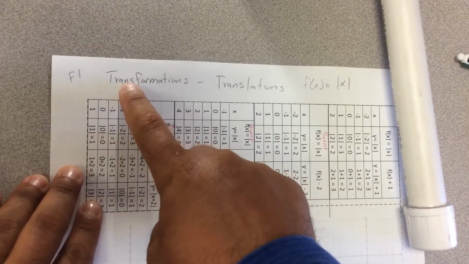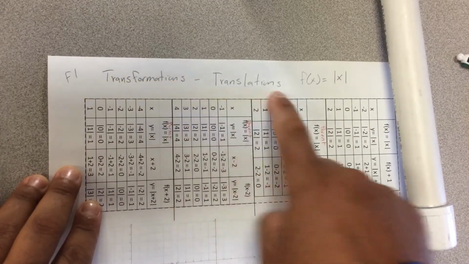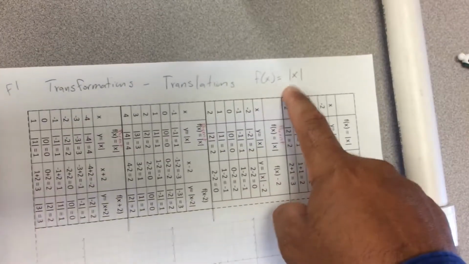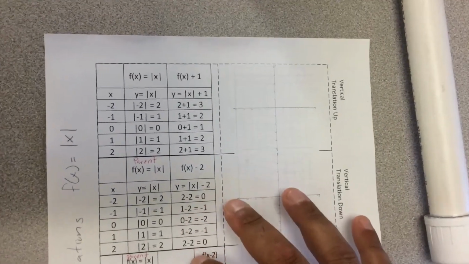So foldable 1, transformations, and these are the translations, and this is f of x is equal to the absolute value of x. All right, so I'm going to go ahead and go to the first one here.